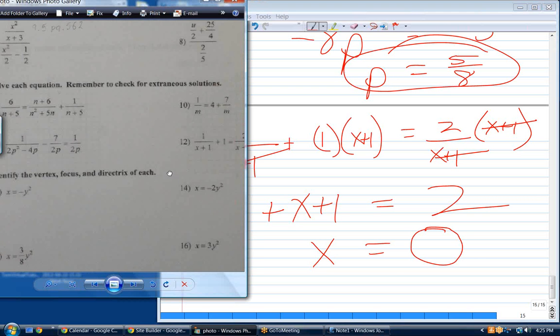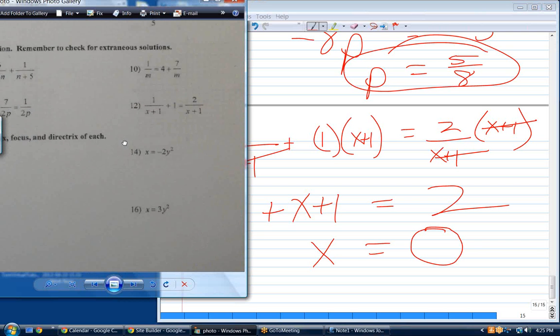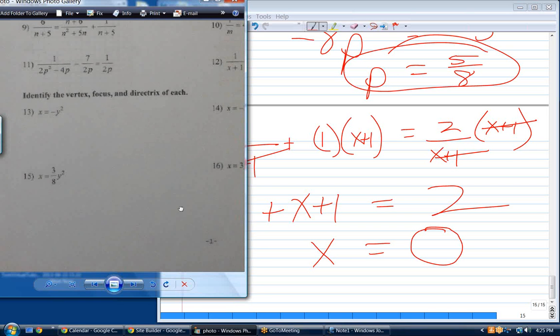Okay, interesting. There were no extraneous solutions on any of those. And in fact, there was only one solution on each one. It wasn't like we had two solutions on anything.